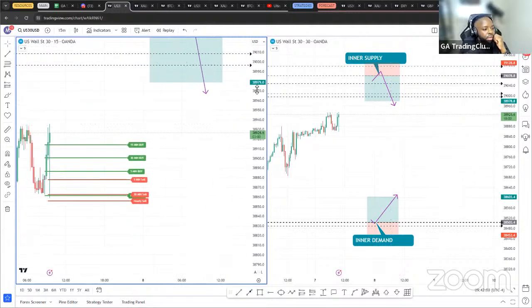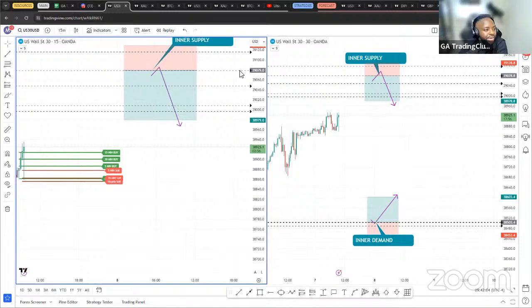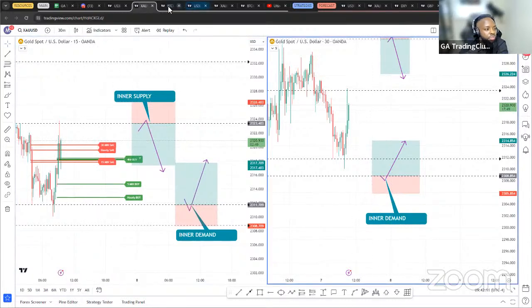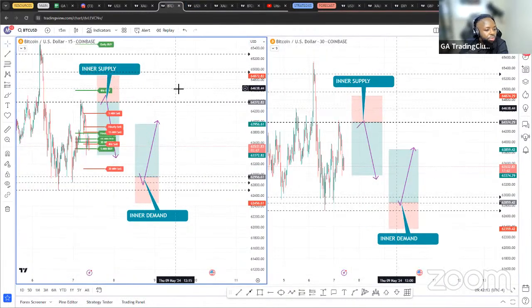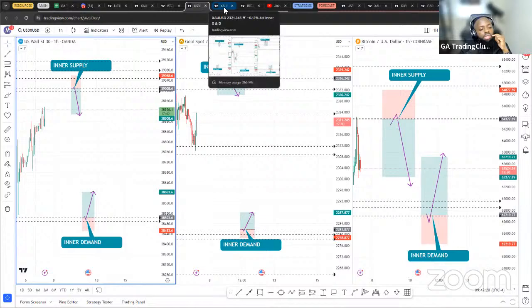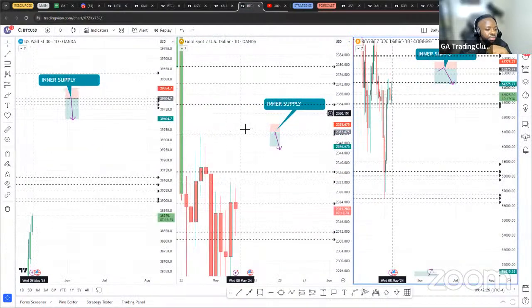So price is far away from the zones, from the 15-minute and 30-minute zones. Price is far away for US 30. Price is far away from the 15-minute and 30-minute zones for gold. Price is far away from the 15-minute and 30-minute zones for BTC. Price is far away for all these instruments for the hourly time frame. For the 4-hour time frame, same thing. And for the daily time frame, same thing.